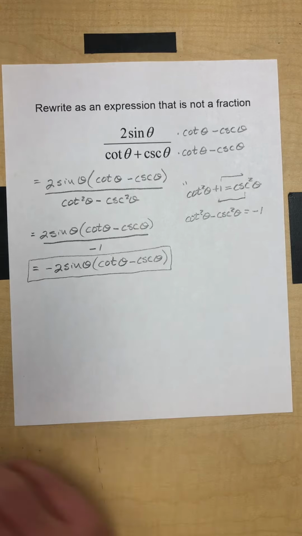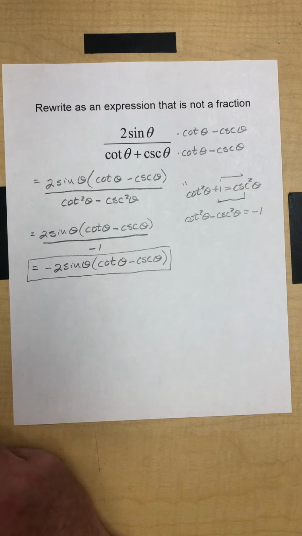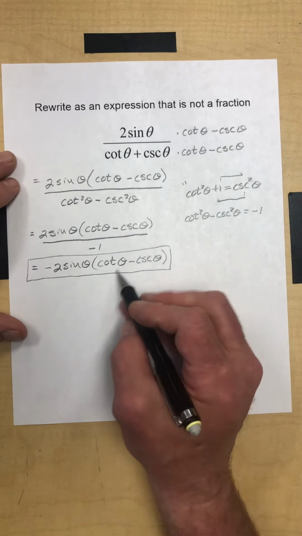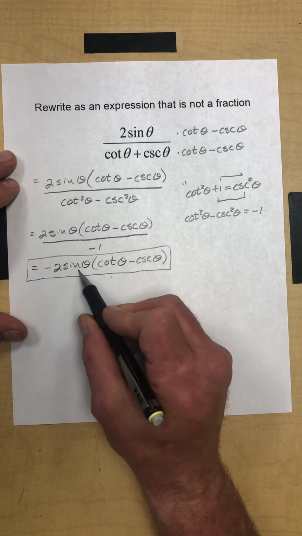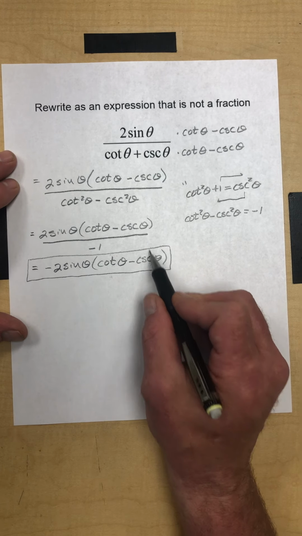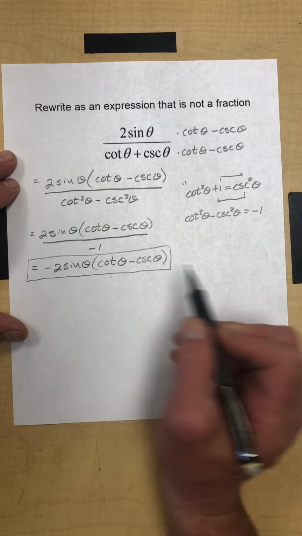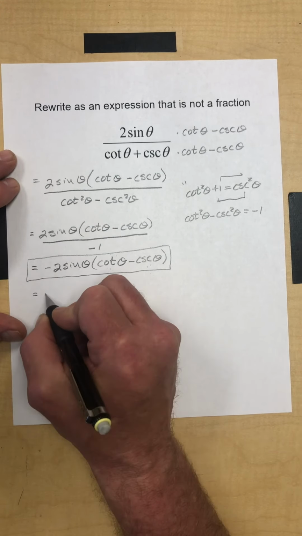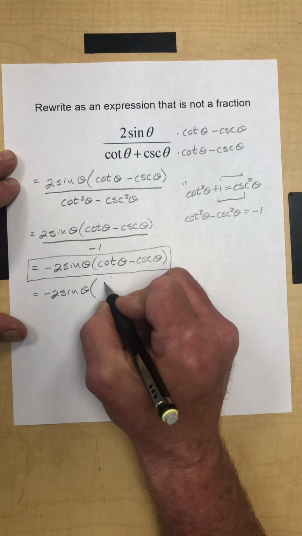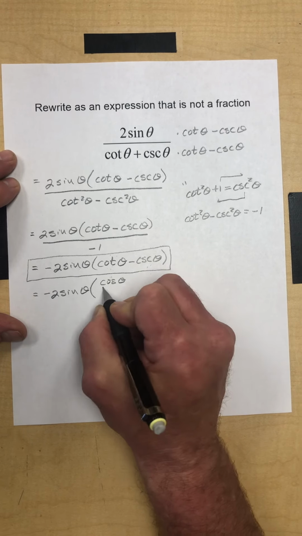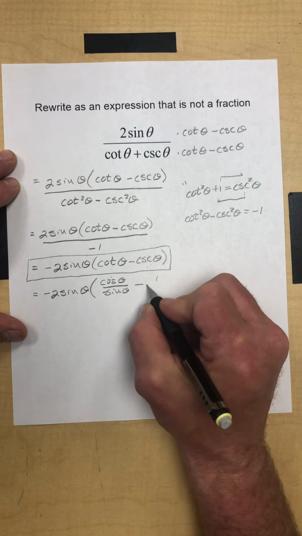Because I'm thinking, can I simplify this if I distribute sine? I think I can. Here's the reason. Cotangent is cosine over sine, so that'll cancel. And cosecant is the reciprocal of sine. So how about if I take these two guys and write it in terms of cosine and sine and see what happens? So -2 sine of theta. Let's see, cotangent would be cosine theta over sine theta, minus cosecant is the reciprocal of the sine, like that.